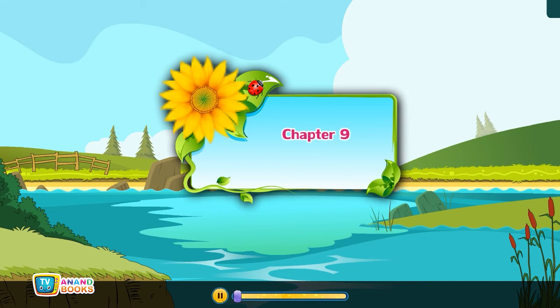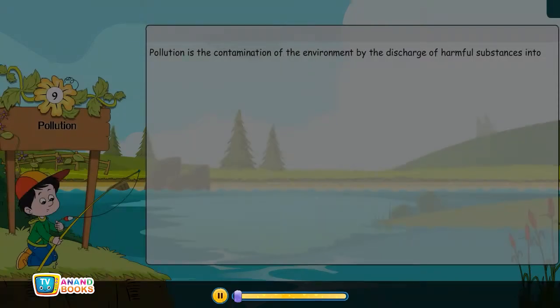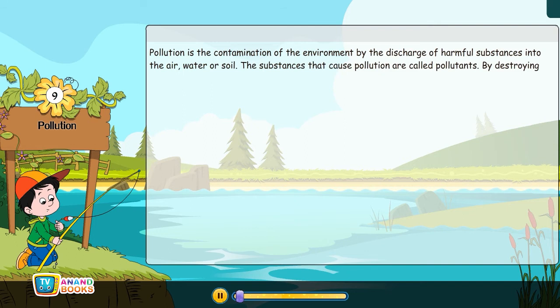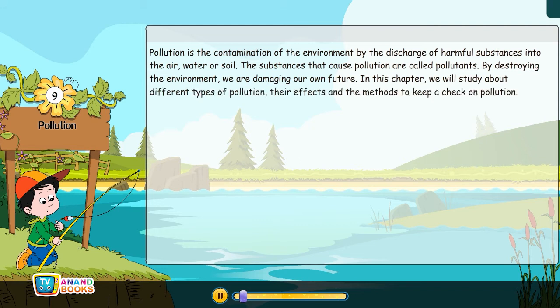Chapter 9. Pollution. Pollution is the contamination of the environment by the discharge of harmful substances into the air, water, or soil. The substances that cause pollution are called pollutants. By destroying the environment, we are damaging our own future. In this chapter, we will study about different types of pollution, their effects, and the methods to keep a check on pollution.